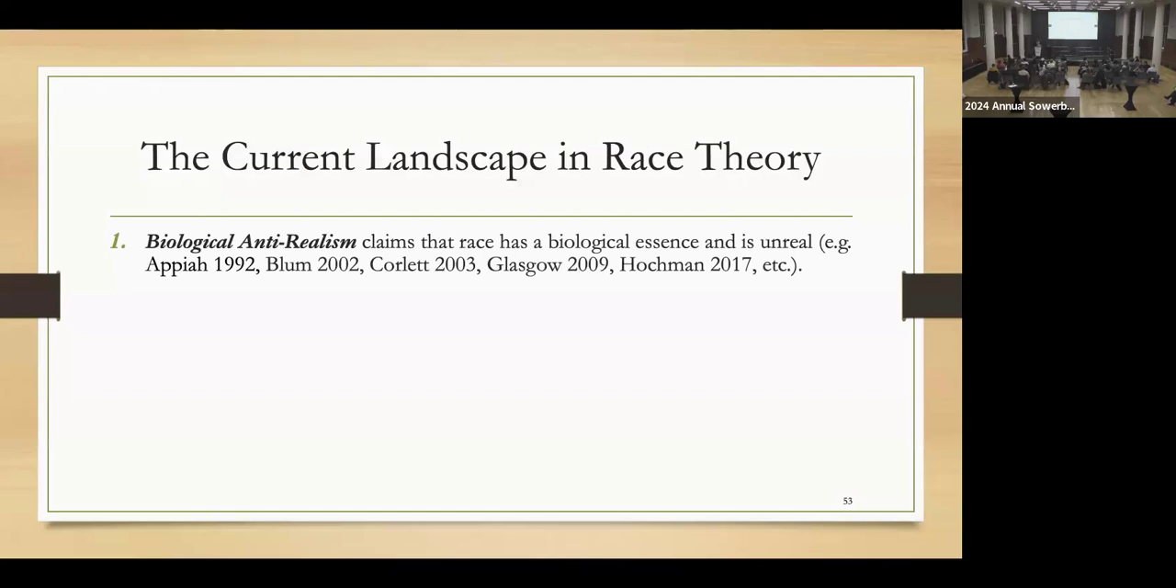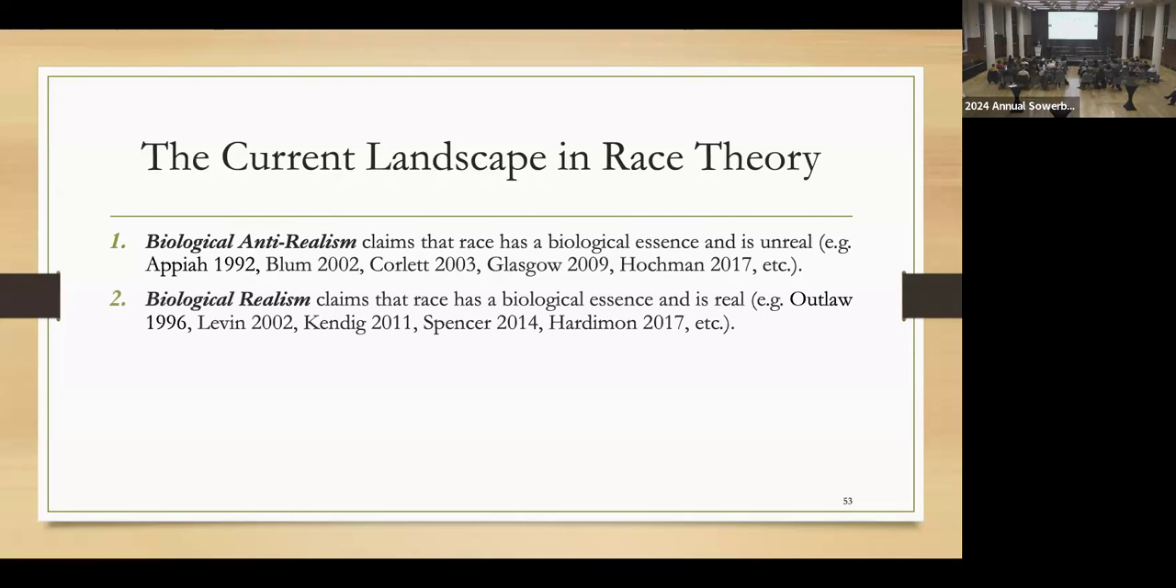The first is actually biological anti-realism. So the view that what race is essentially is biological, but given what that essence is, it's not real. So Anthony Appiah, the Ghanaian British American philosopher, was a very big proponent of that in the early 90s. And these are some more recent installments. Adam Hochman, I think, is still currently defending this view today.